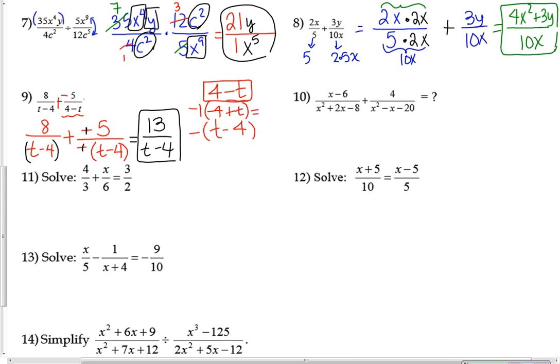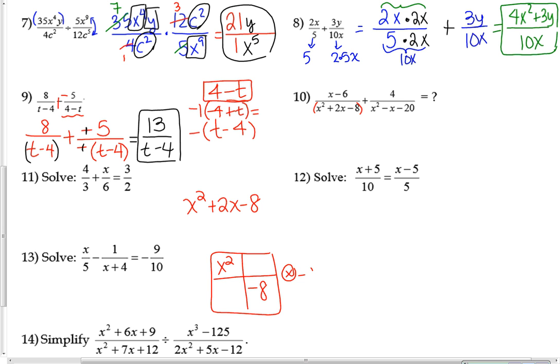All right, moving on to number 10. Again, I have an addition problem. In this case, my denominator is a little more complicated. I have an x squared plus 2x minus 8. So in order to do that problem, I'm going to need to factor my x squared plus 2x minus 8. It's a quadratic, so I'll factor by area model.